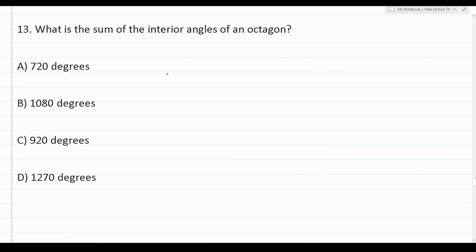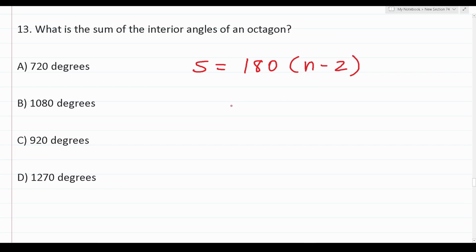All right, so number 13 says, what is the sum of the interior angles of an octagon? If you look closely enough on my reference sheet, you'll see that there's a section telling you the number of sides each polygon has, as well as the sum of its interior angles. At the very bottom of that section, you'll see this formula. S equals 180 times n minus 2.